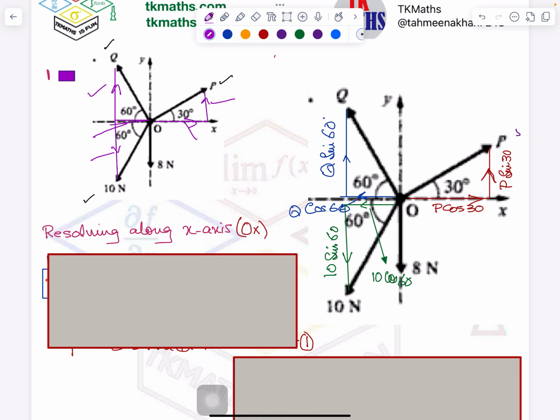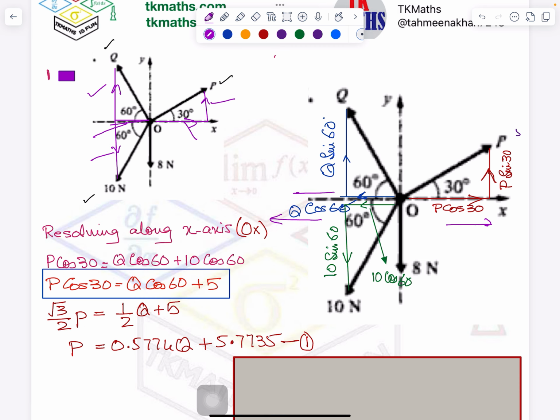So first of all, let's resolve along x-axis. So I can see this is one force here. Along x-axis, Q cos 60 is in the direction. And similarly, 10 cos 60 is also in this direction. So, because P cos 30 is on the right hand side, but Q and 10 are on the left hand side, so that's why you will make an equation like this. It is equilibrium, so balancing both the forces. Then simply solve it and get the equation.